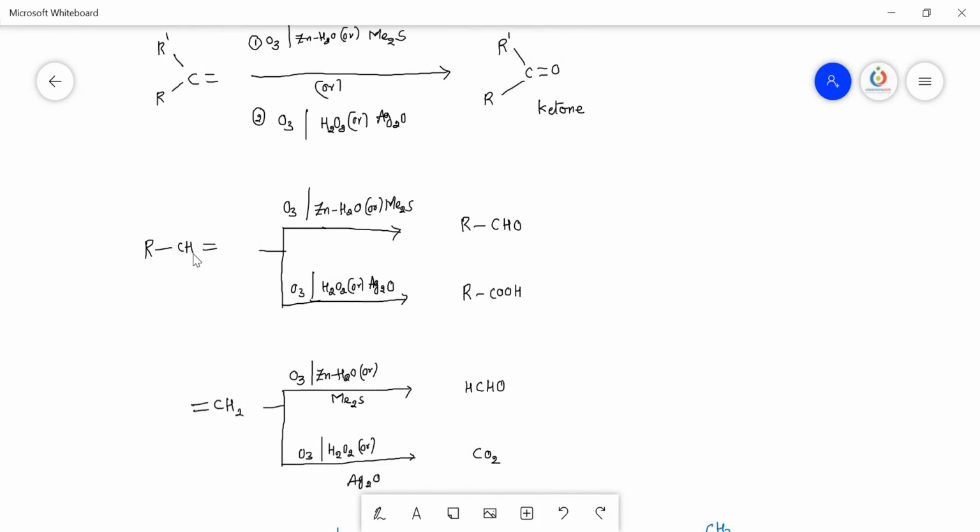If at least one hydrogen atom is there, in such cases, if you use the reductive ozonolysis process, this double bonded carbon atom with the hydrogen will be converted to the aldehyde. But in the case of oxidative ozonolysis, this double bonded carbon atom with the hydrogen will be converted to the carboxylic part.